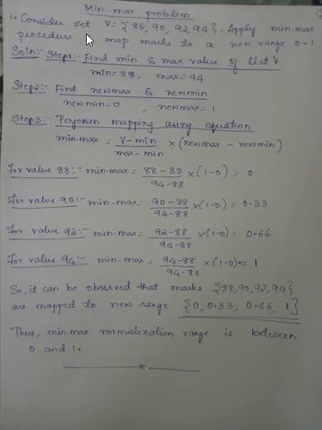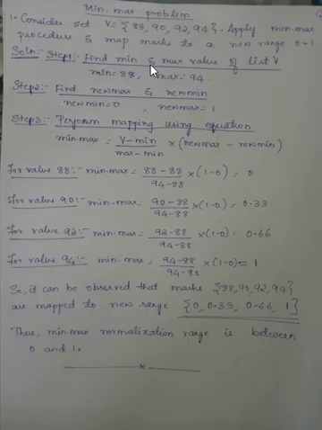Now this question is, they have given us a set V as 88, 90, 92, 94. We have to apply the min and max procedure and map the marks to a new range of 0 to 1. So we have discussed this concept in the video before, for which again I'll give you the link. So the solution is like this.